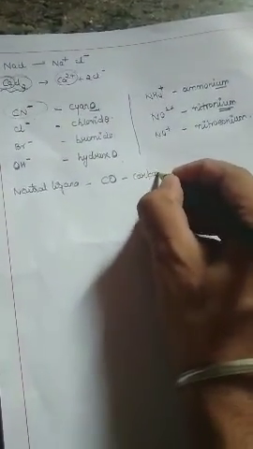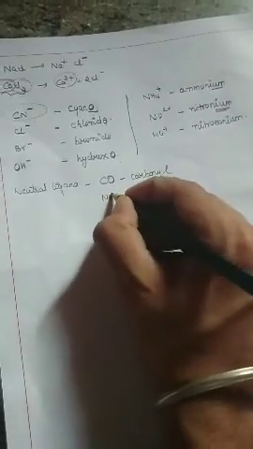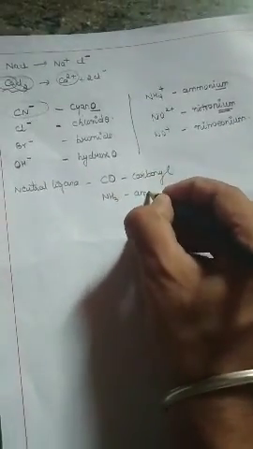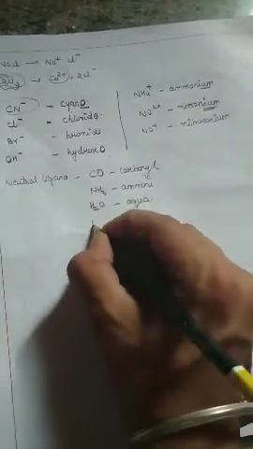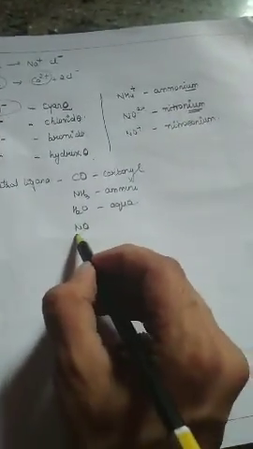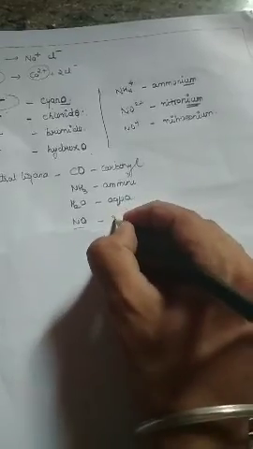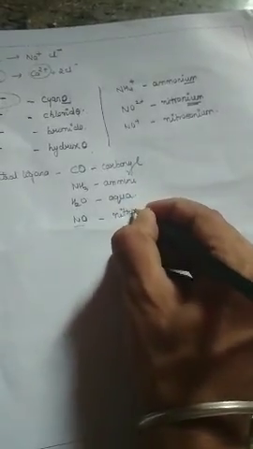Whereas for neutral ligands, there is no such tendency you have to follow. The names of ligands are written as such. For example, if you have CO, this is written as carbonyl. If you have NH3, it will be written as ammine. If you have H2O, it is written as aqua. Similarly, NO can exist as a cationic ligand and also as a neutral ligand. Whenever it is acting as a neutral ligand, it is written as nitrosyl.